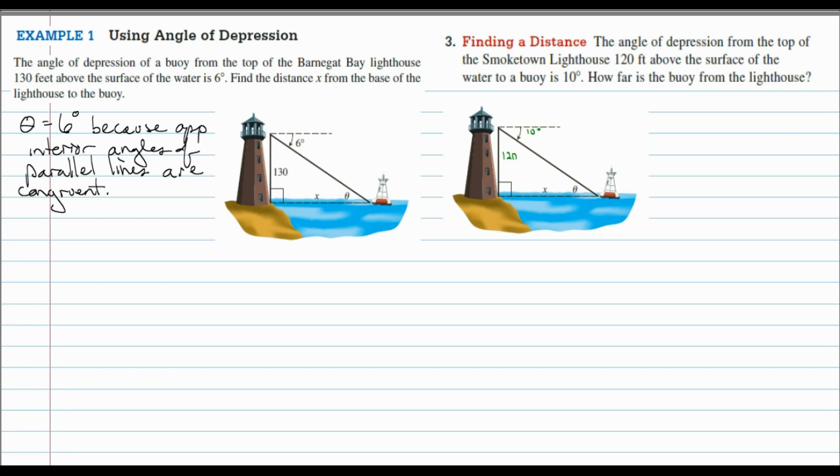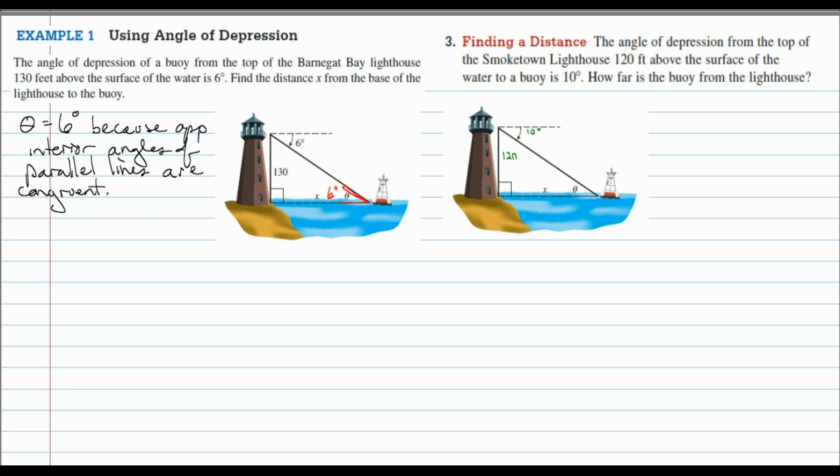Well, first of all, the angle of depression from the lighthouse is 6 degrees. So from the horizontal, from the lighthouse, the angle of sight down to the buoy is 6 degrees. Now, because of opposite interior angles of two parallel lines, the horizontal from the lighthouse and the horizontal from the buoy, the opposite interior angles are congruent. So this angle down here is also 6 degrees.